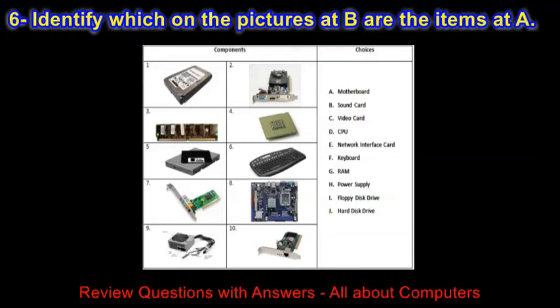Number 4, processor. What letter is the processor? Where is the processor here? CPU. Okay, so next, Central Processing Unit or the CPU. Number 5, floppy disk drive. Number 6, keyboard. Number 7, sound card. Number 8, motherboard. Number 9, power supply. And number 10, network interface card.